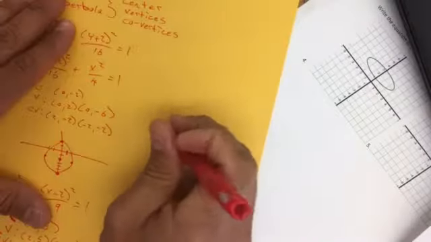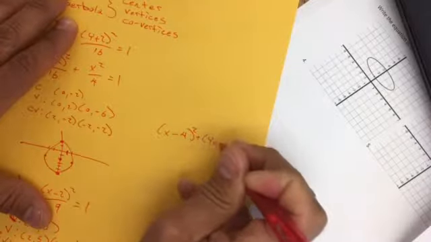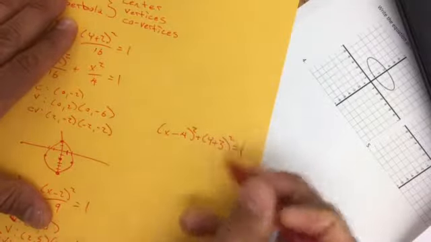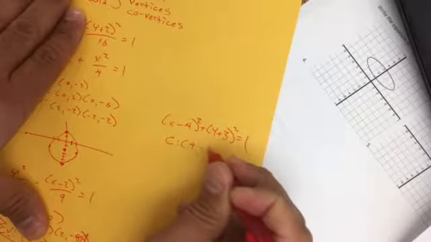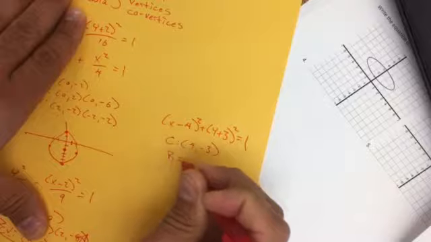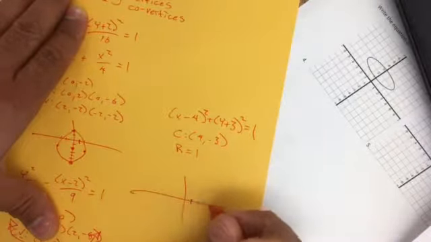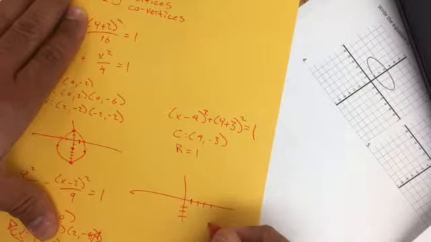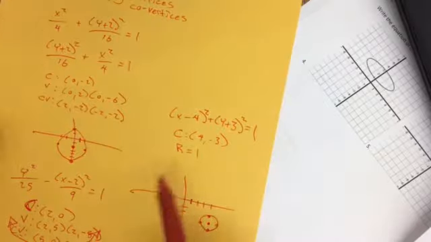On a circle, it's kind of the same thing, even though they don't technically have vertices and covertices. I want to have the center, which is going to be 4, negative 3, and the radius, which is going to be 1. Square root of 1 is still 1. Go to my center. And then this is telling me to go 1 in every direction. So those are like my vertices. These are like my covertices. So that's what I meant when I said on all of these you need the center, vertices, and covertices.